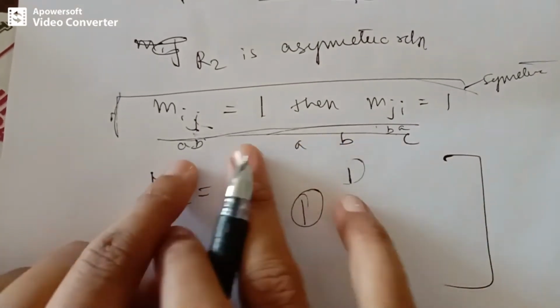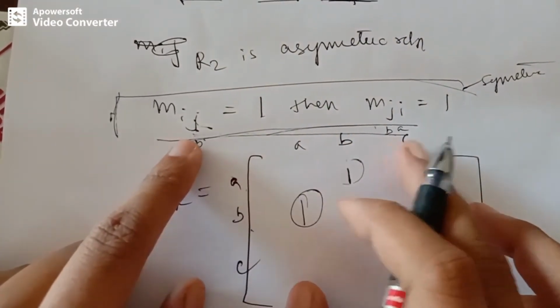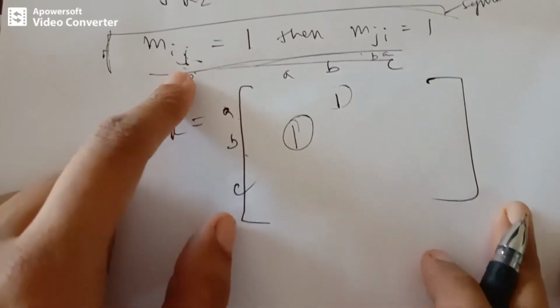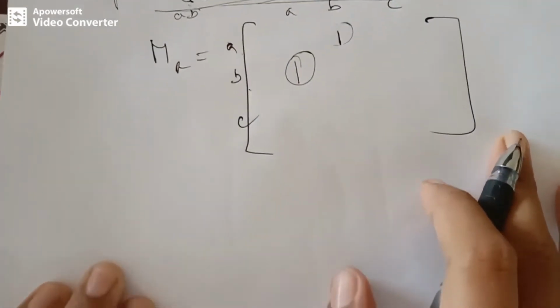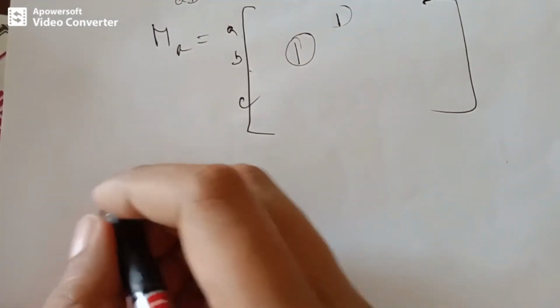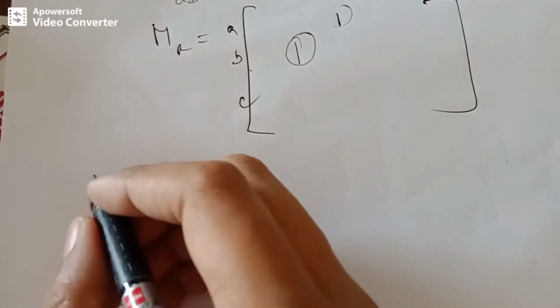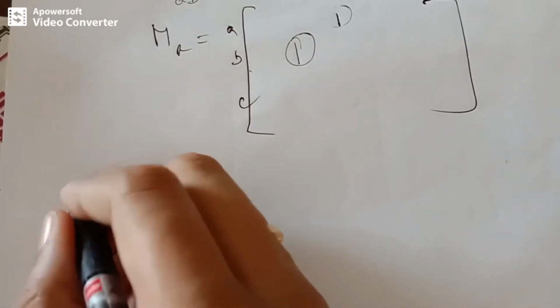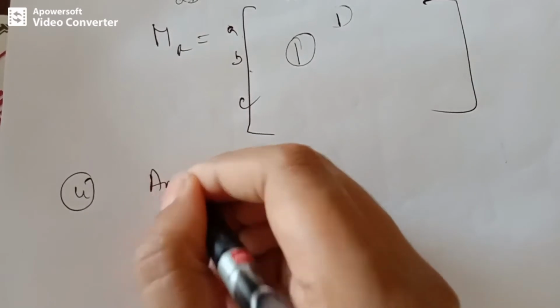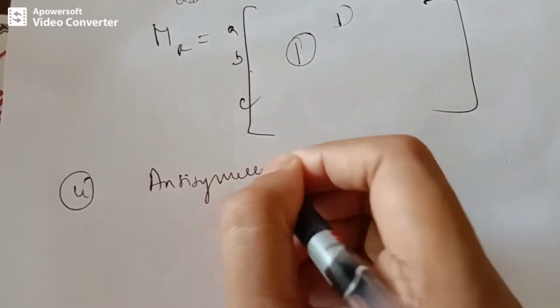Okay, and this is vice versa. If I have got Mij as 0, then Mji is also 0. So now let's look into the antisymmetric property. That is, we are discussing the fourth kind of relation, that is, the antisymmetric relation.